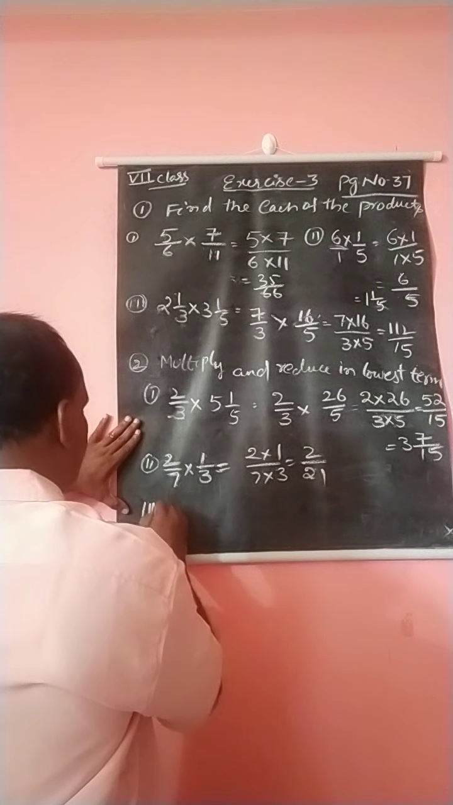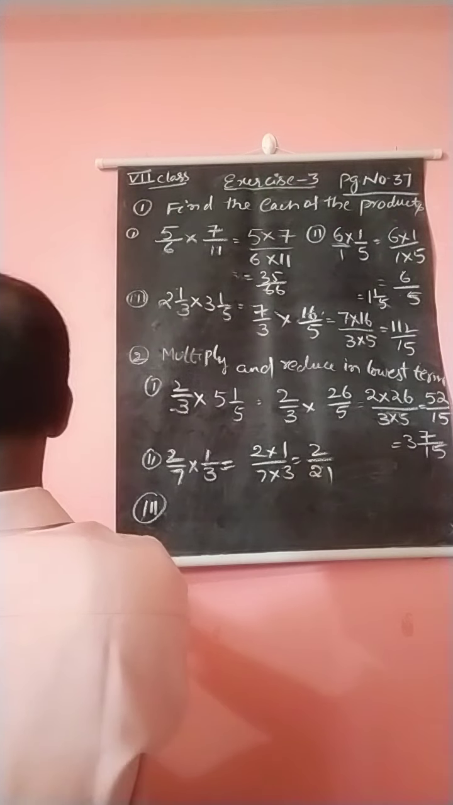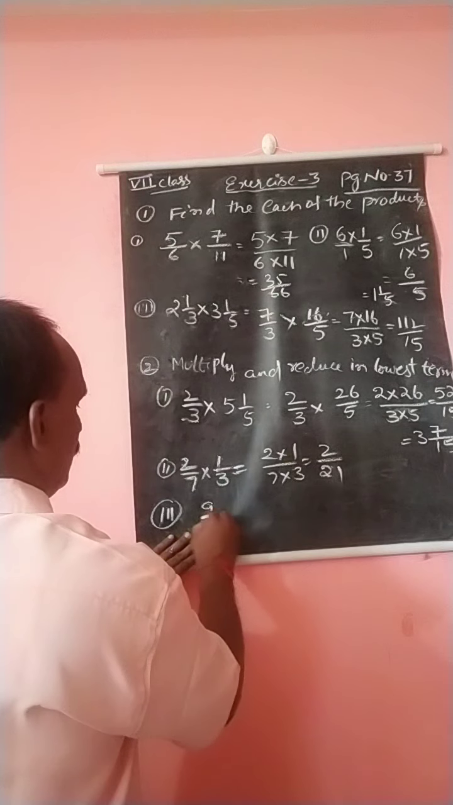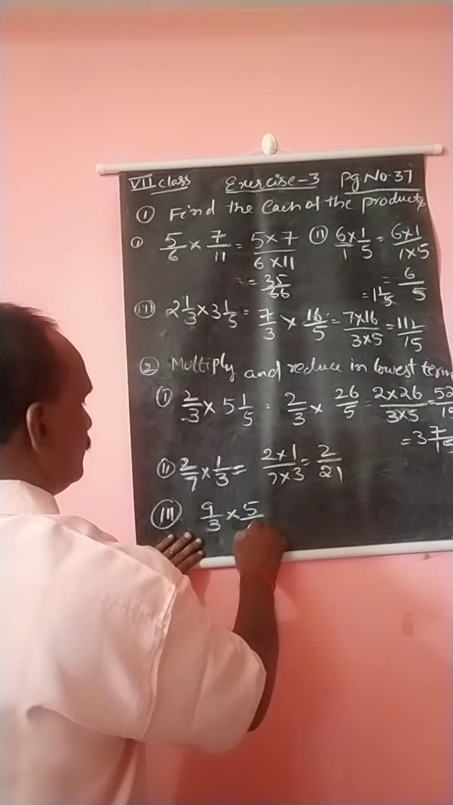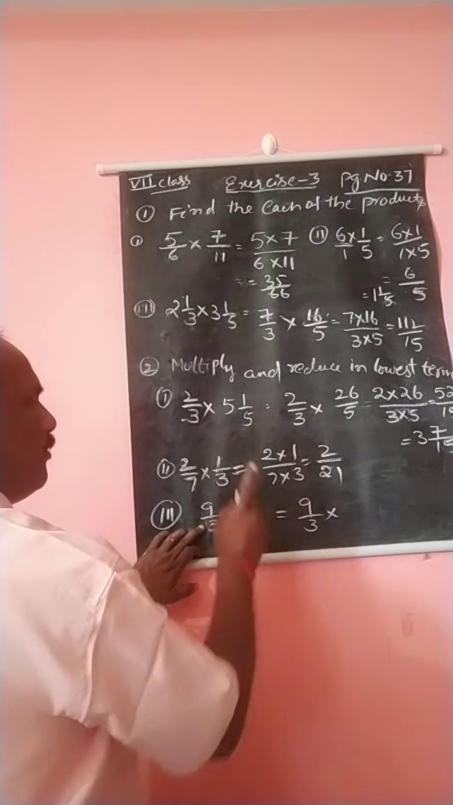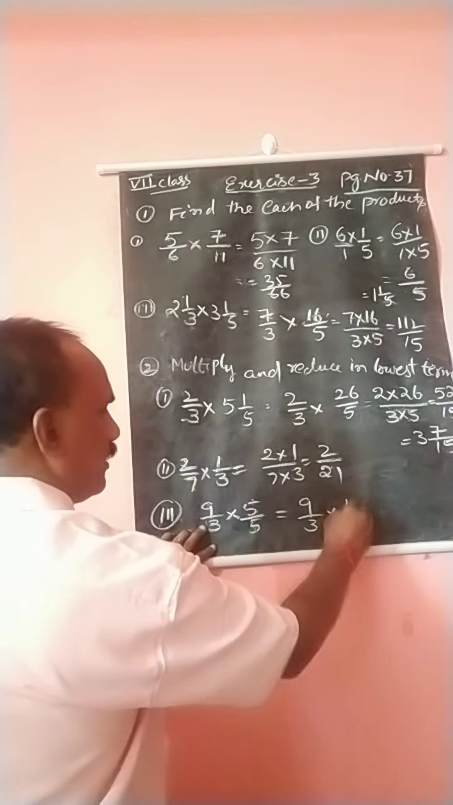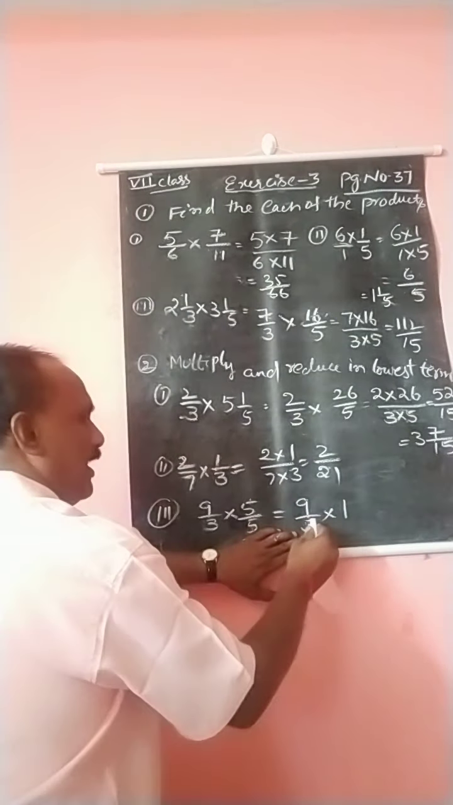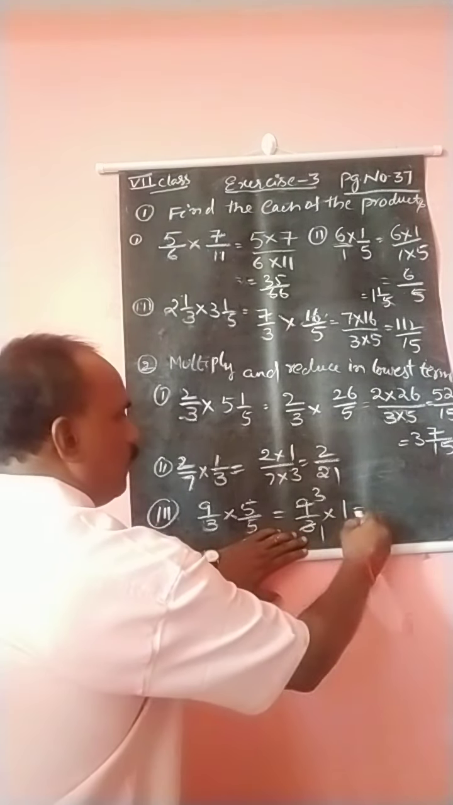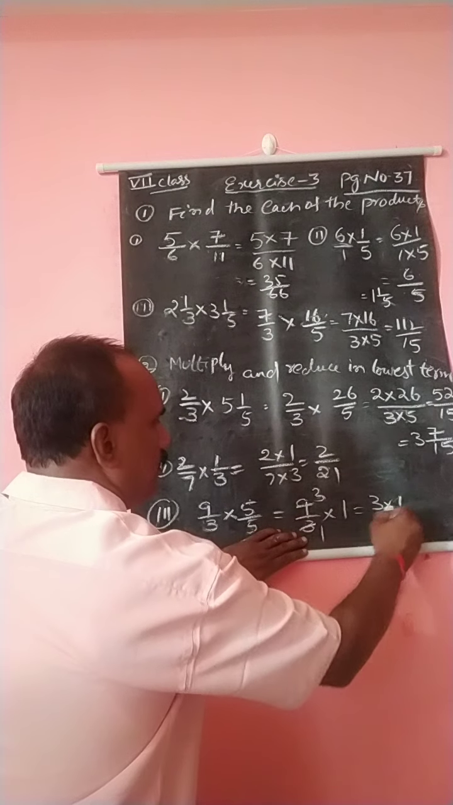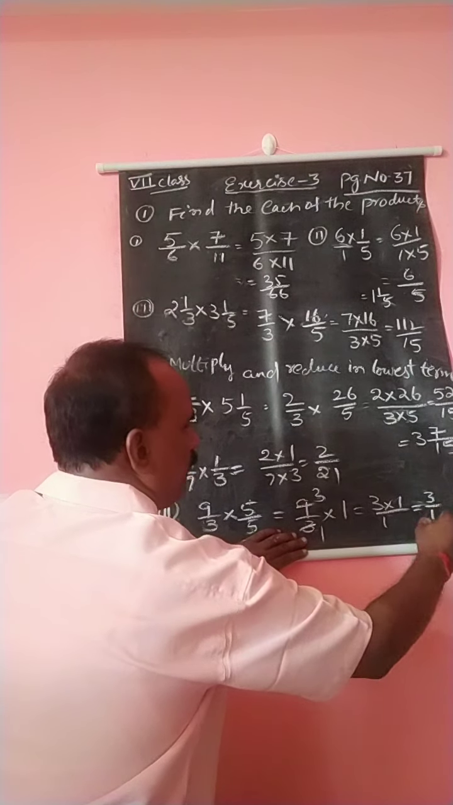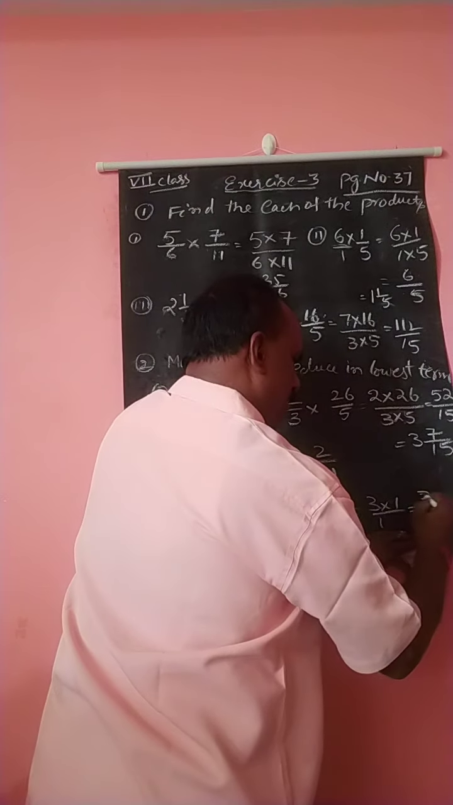And the third problem. What is given in the third problem? 9 by 3 into 5 by 5. Listen here: 5 by 5, the same numerator and denominator, becomes 1. Then 9 by 3: again there is cancellation, 3 ones are 3 and 3 threes are 9, so the numerator and denominator cancel. Now what is left here? 3 into 1 by 1, which is 3 by 1, and 3 by 1 means 3.